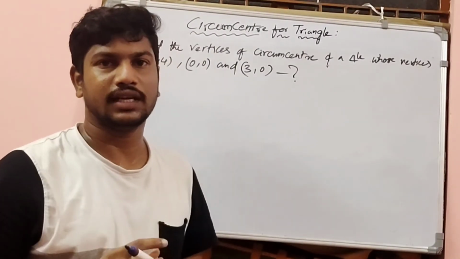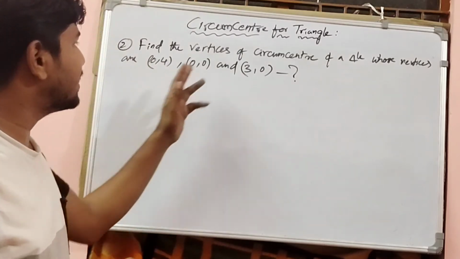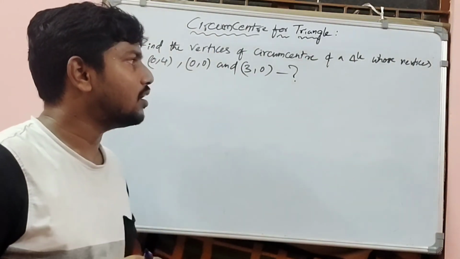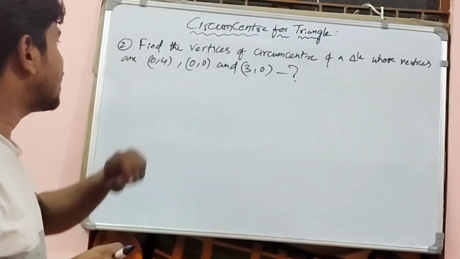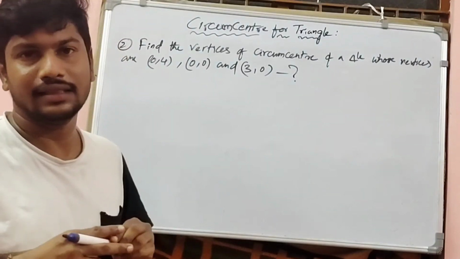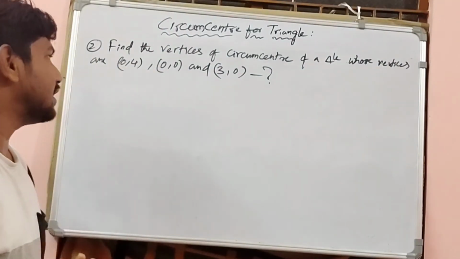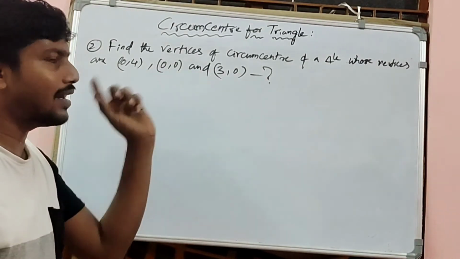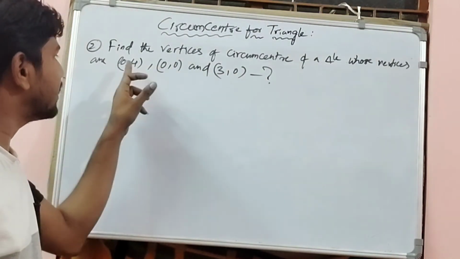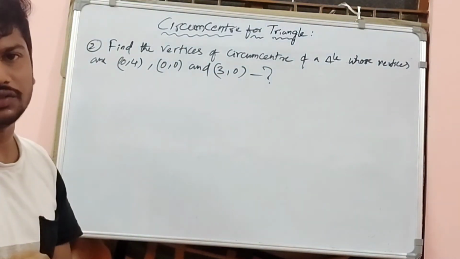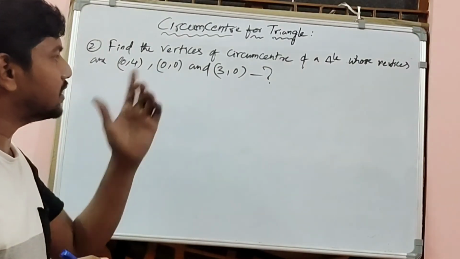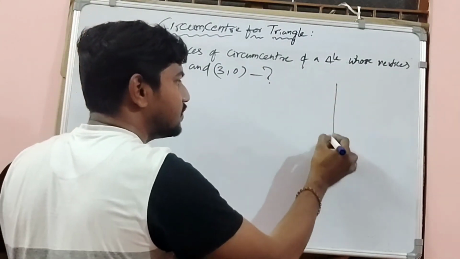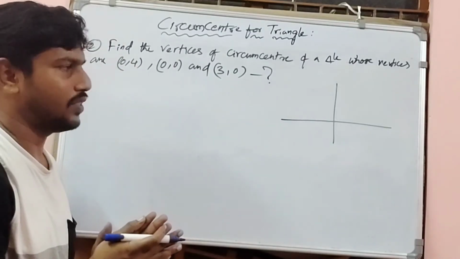Okay, look into one more question, that is, find the circumcenter of a triangle whose vertices are 0 comma 4, 0 comma 0 and 3 comma 0. Please listen carefully. When the points look like this, with 0 x coordinate and 0 y coordinate, plot the graph instead of solving by the previous method.